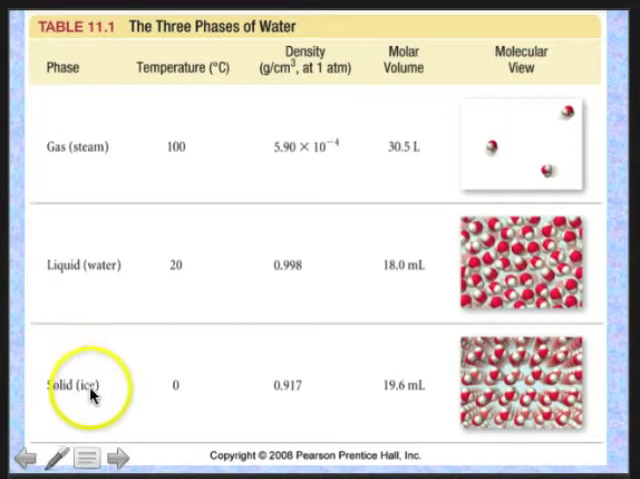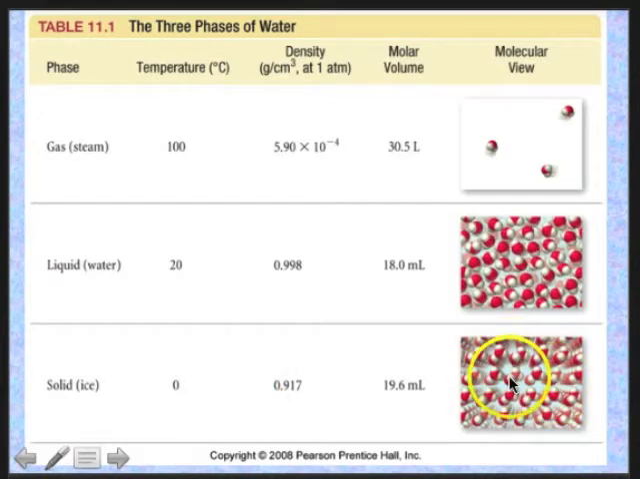And finally, we get to solid water or ice, and a very strange phenomenon. Ice has a lower density than liquid water, and that's very rare. For most substances, the solid is more dense than the liquid, but not water. The solid is less dense than the water. This is a good thing because it helps life to be possible on Earth.